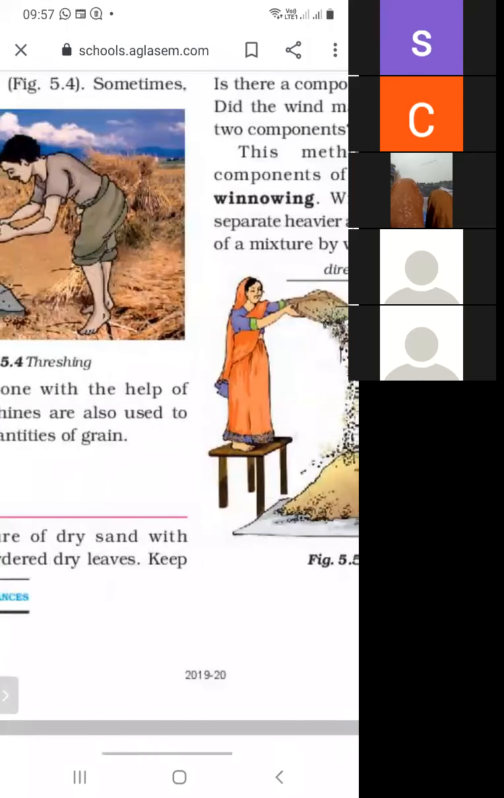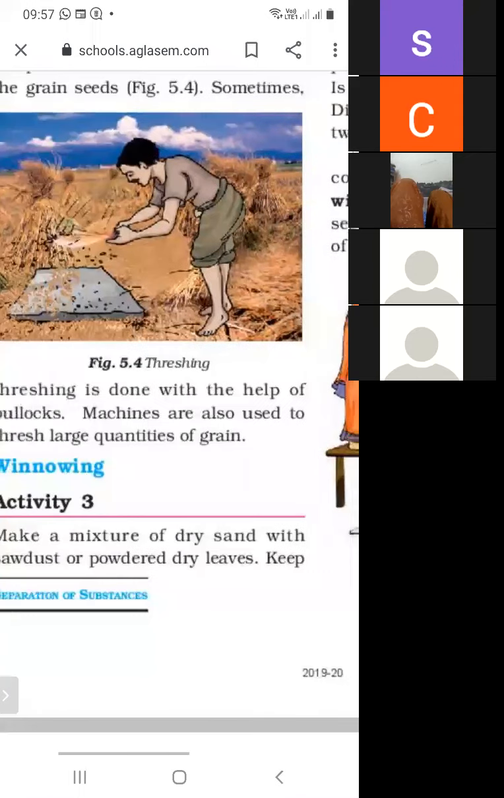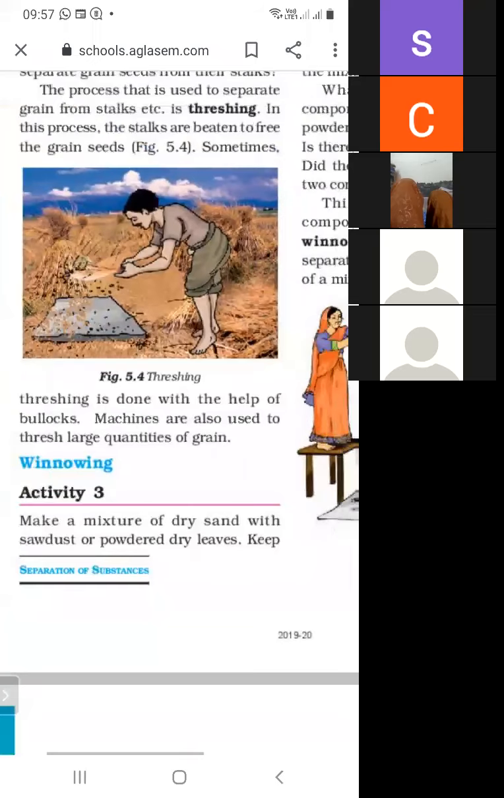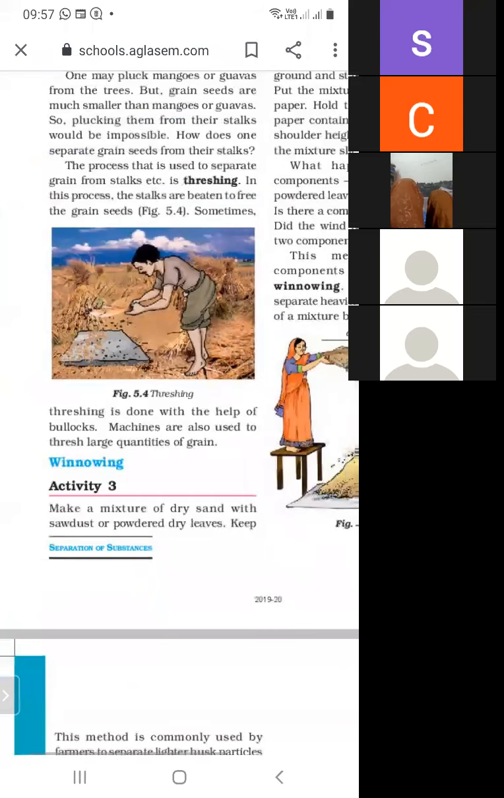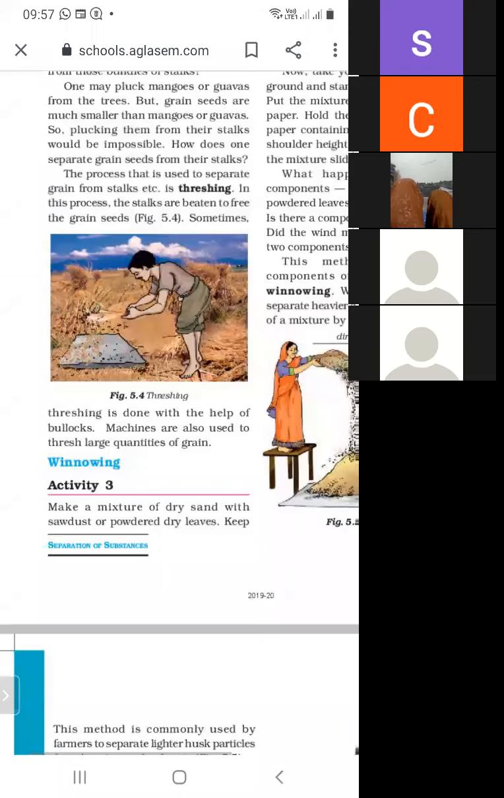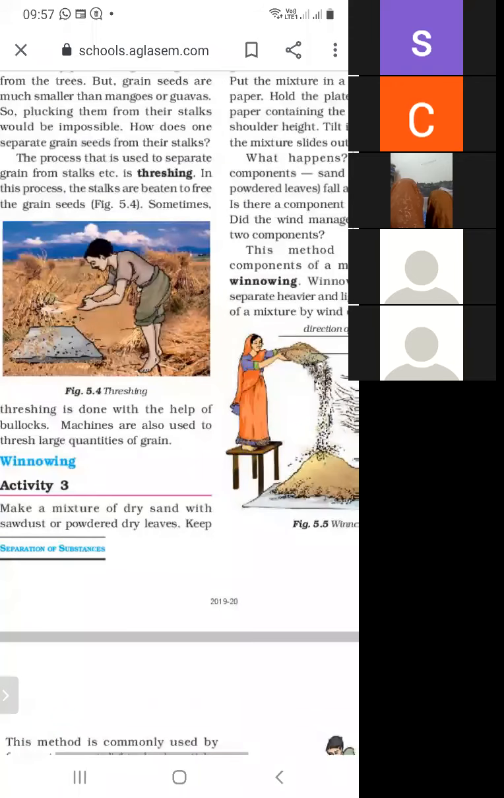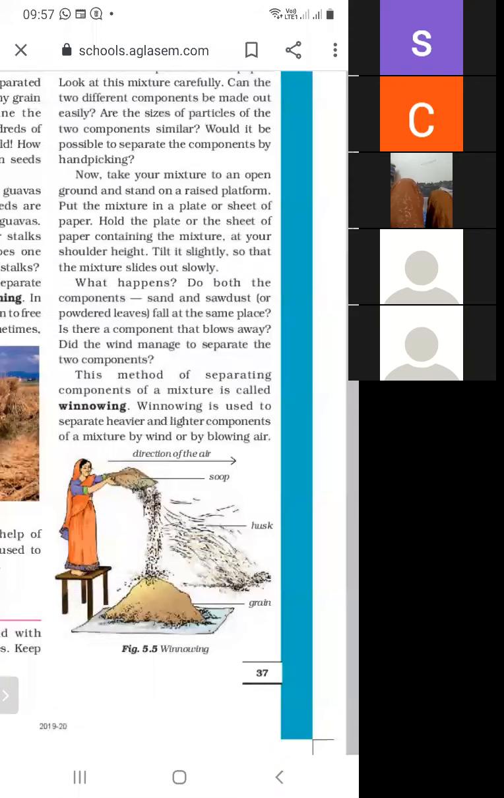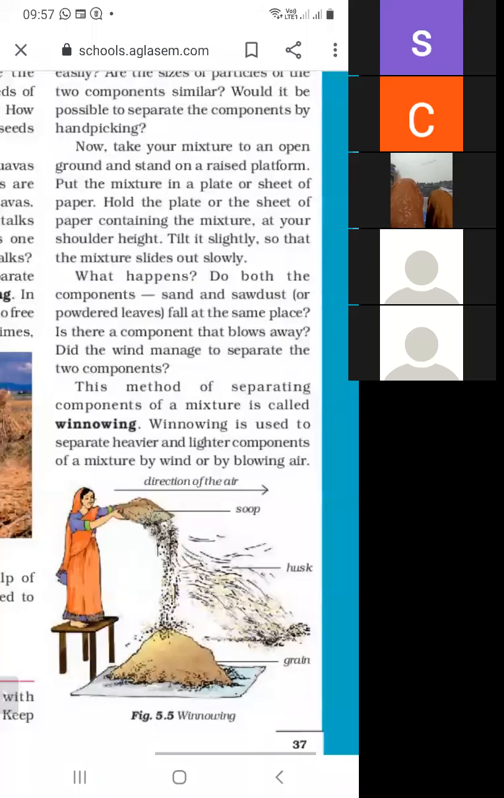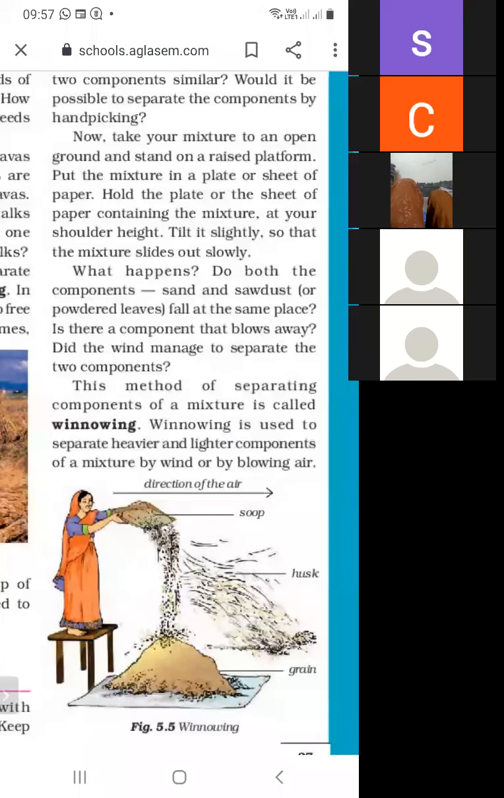The winnowing method is used if one particle is larger as compared to the other. And what is the process of winnowing? The method of separating components of a mixture is called winnowing. So this is the process of winnowing.